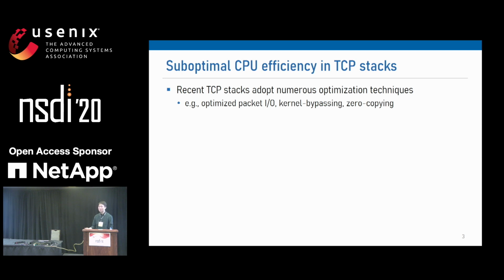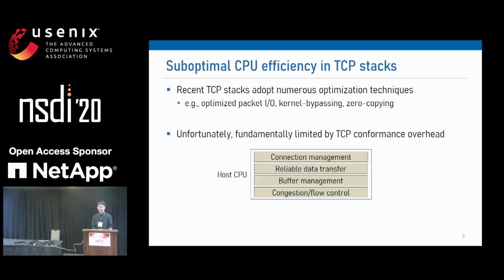To improve the CPU efficiency, there have been many recent works to optimize the packet I/O and bypass the inefficient kernel. But unfortunately, even with those efforts, there's still a fundamental barrier in TCP stack performance, which is TCP itself. TCP is the single most expensive part of the networking stack, as it needs to handle many complex operations, including connection management and data delivery. In this talk, I'd like to discuss two cases where TCP overhead severely limits the application performance.